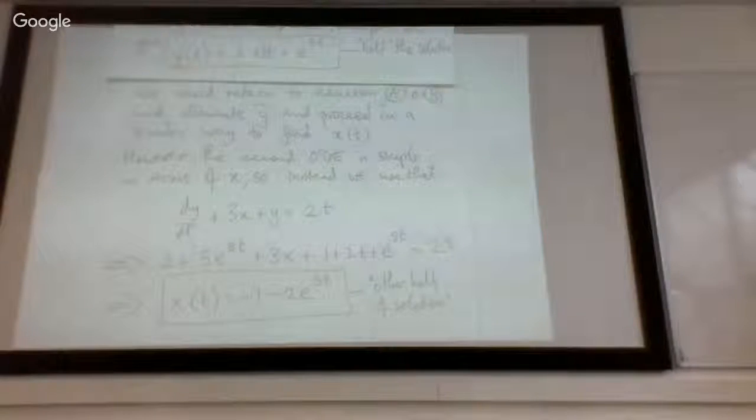So you can see there that without any real significant change, we were able to apply that same four-step process using the Laplace transform to solve that system of coupled ODEs.